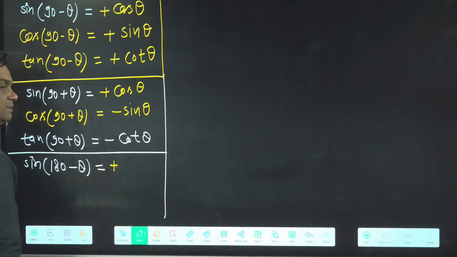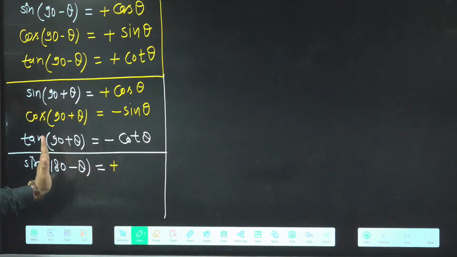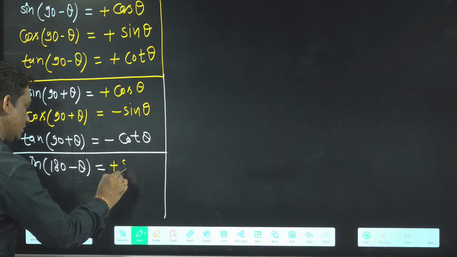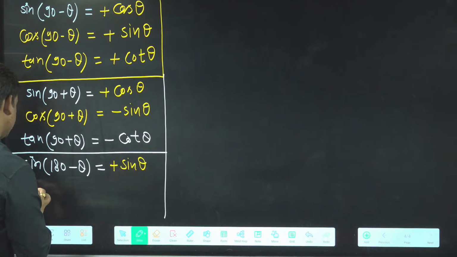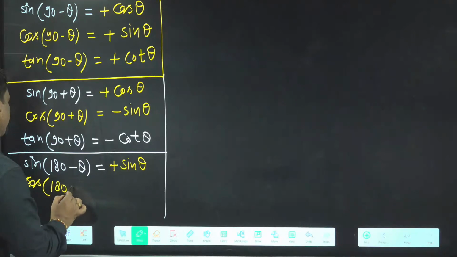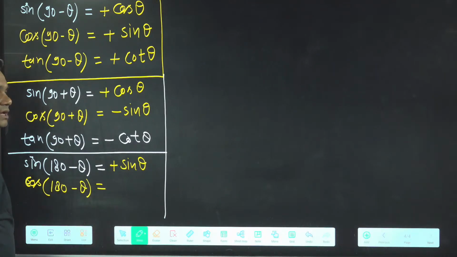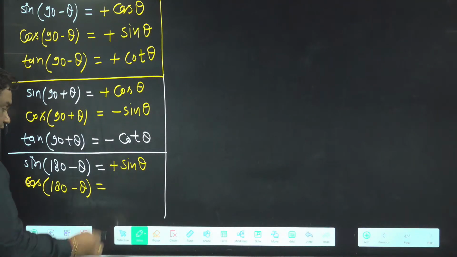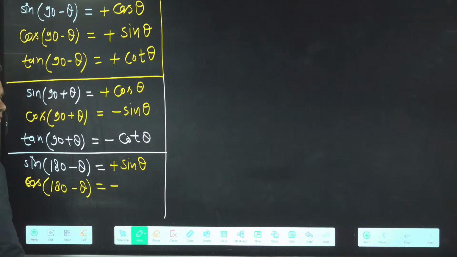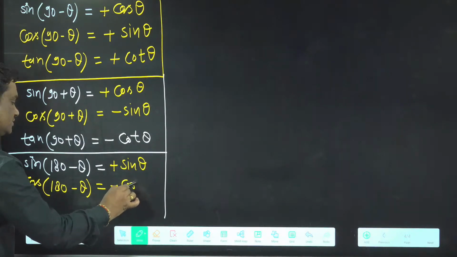What do you say now? It will change or will not change? Here it is not going to change, because in 180 it will not change. So this will remain as sine theta. Next we can write cos 180 minus theta. What will be the final answer, minus or plus? It is going to be minus here. And will it change or not? It will not change, minus cos theta.